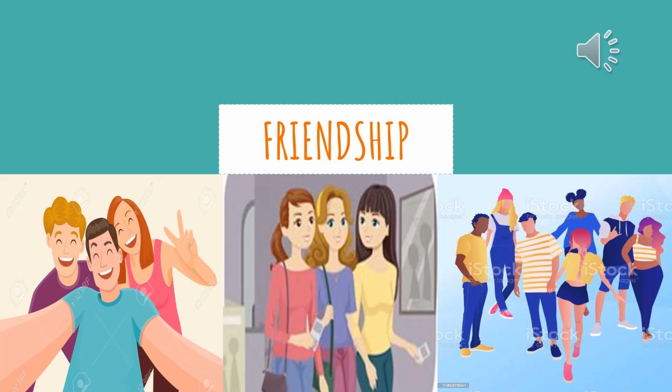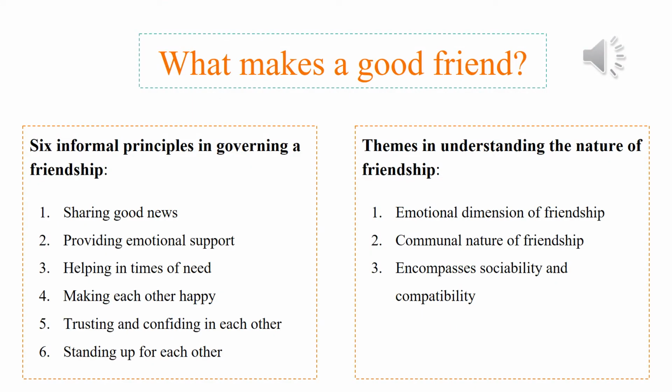Component number 2, friendships. Now we move on to the component of friendship. The first subcomponent under friendship is what makes a good friend. An approach to this question comes from a cross-cultural study that was carried out in England, Italy, Japan, and Hong Kong. The diversity of this sample resulted in agreement as to how friends are supposed to behave. There are 6 informal principles governing a friendship, which are sharing good news, providing emotional support, helping in times of need, making each other happy, trusting and confiding in each other, and standing up for each other.